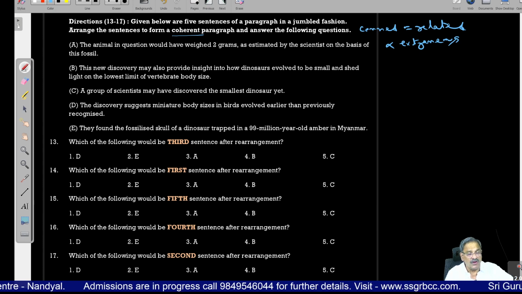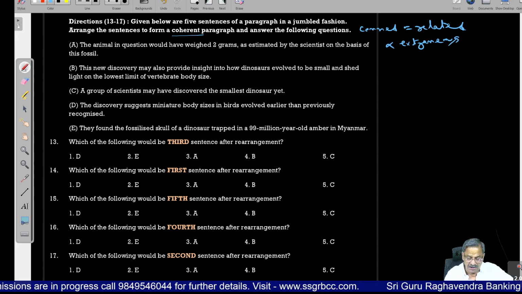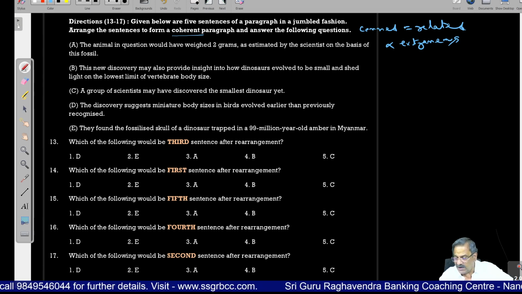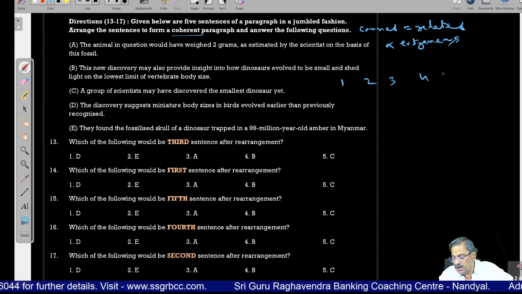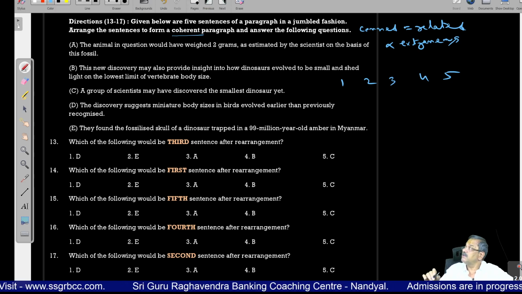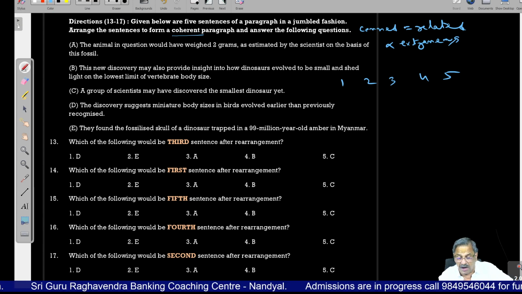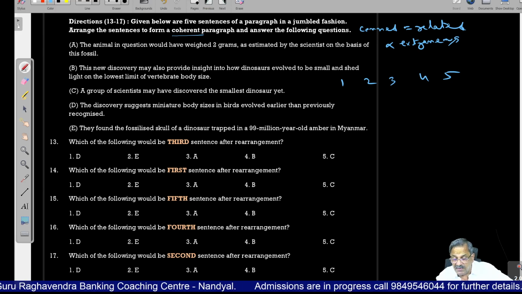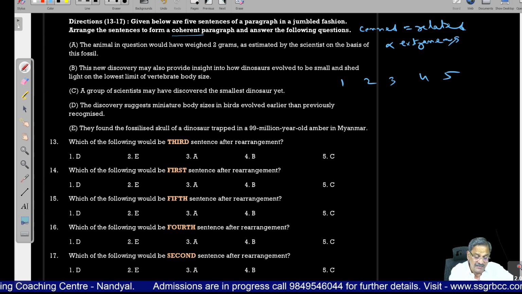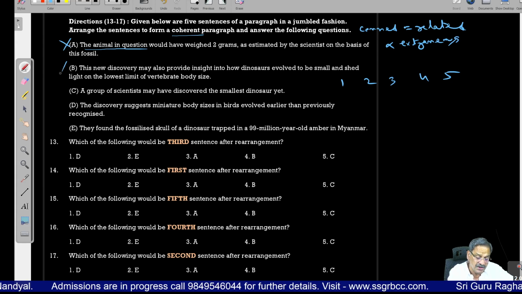See, in case of mains, you have to observe the questionnaire for rearrangement. Here there is no clue from the questionnaire. Now you are given 5 sentences, so 1, 2, 3, 4, 5. Horizontally you have to mention 5 numbers. Then you have to go for the order. The animal in question would have weighed 2 grams as estimated by the scientists on the basis of this fossil. Which animal? We don't know. This new discovery, what is this? We don't know. So we won't start with A, we won't start with B.